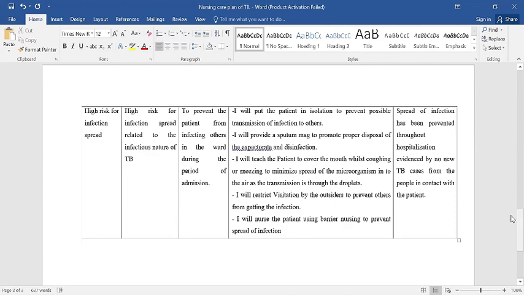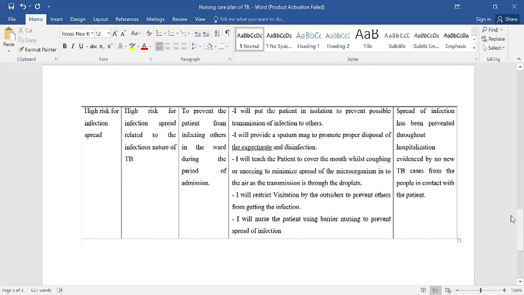Our goal is to prevent the patient from infecting others in the ward during the period of admission, meaning throughout hospitalization. That is our goal.